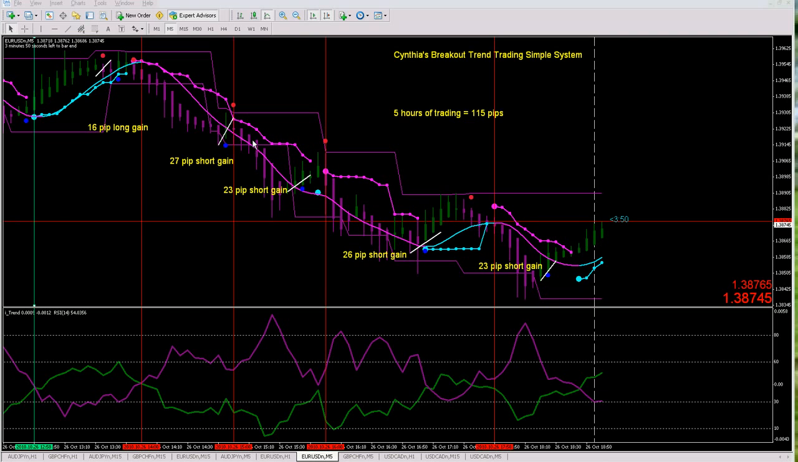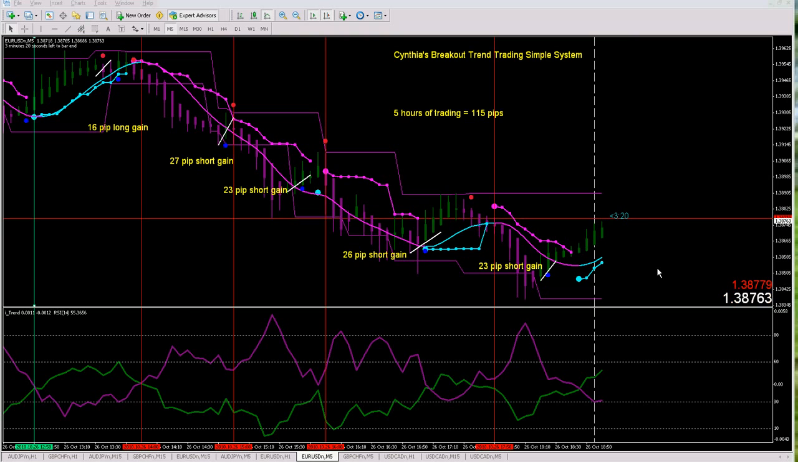So you can see that each move, according to volatility and the candles and the blue dot and the red dot, you're basically gaining about 20 pips every time if you want to trade it this way. And you can trade the retracements very easily. They're very easy to see. This is an explanation of the breakout trend trading simple system in a 5-minute chart, and of course you can trade this in any time frame you like.